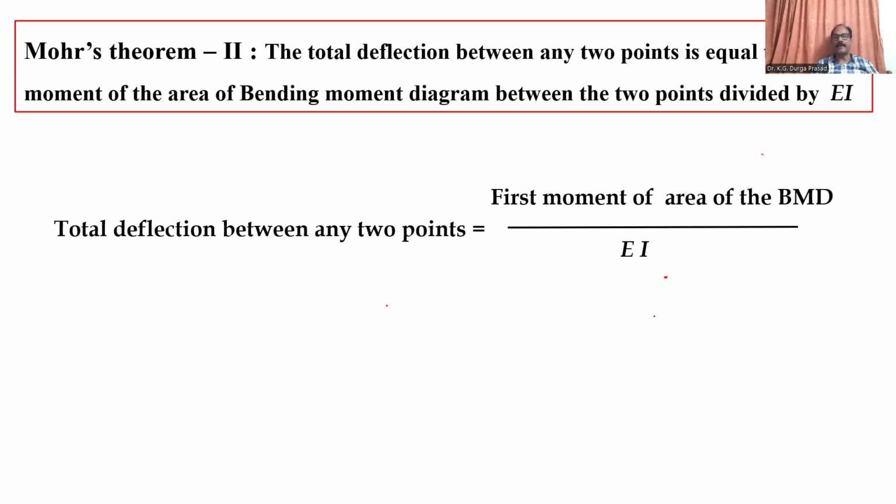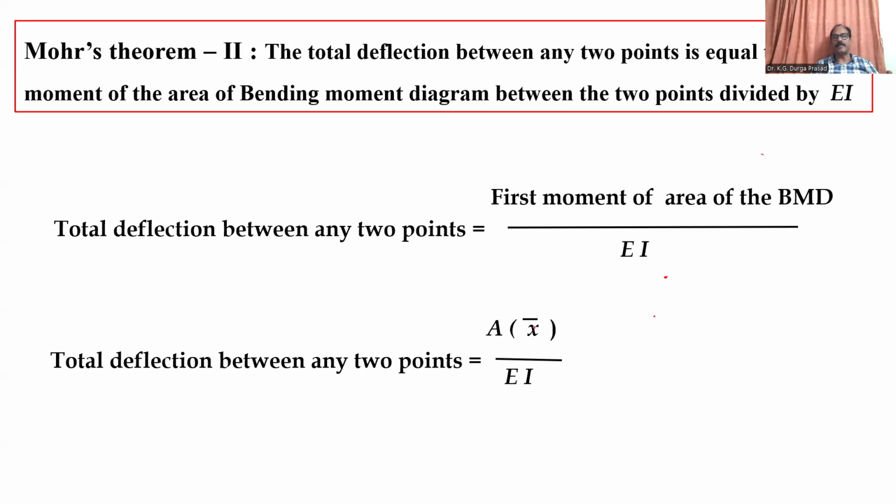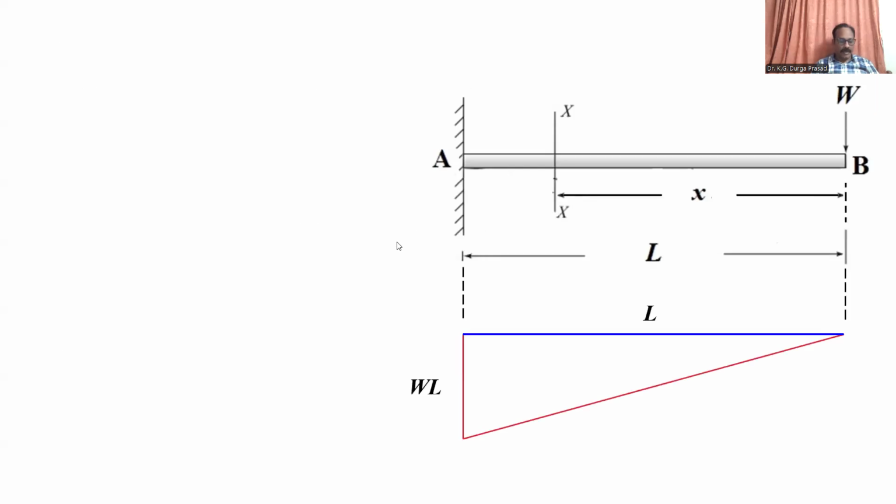Now let us apply. Here you see A x bar. What is x bar? Centroidal distance. Now, we have already considered this example for the illustration of two methods. Here, my dear friends, let me tell you how to apply Mohr's theorems or the moment area method to find the slope and deflection.